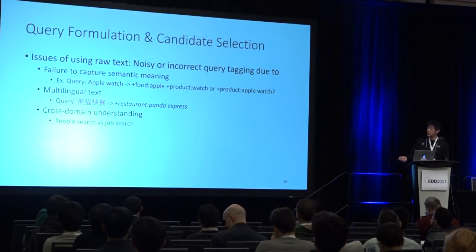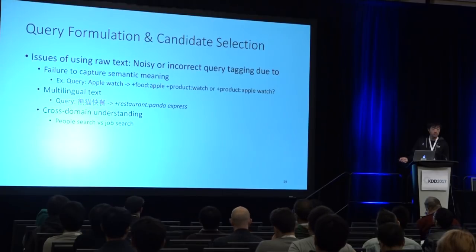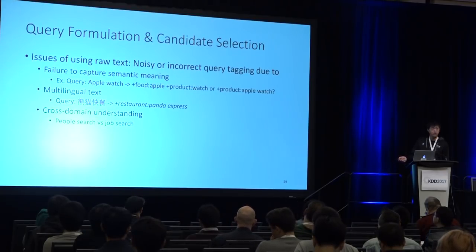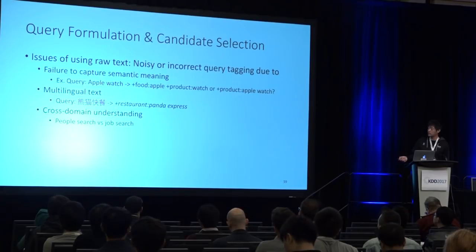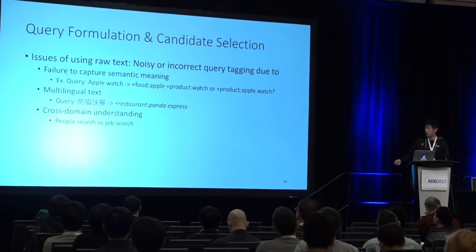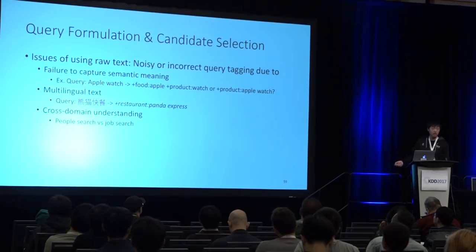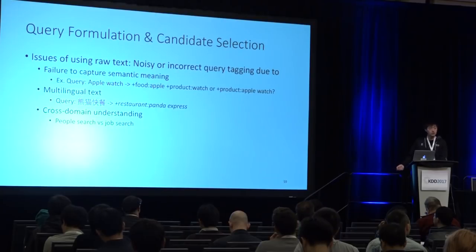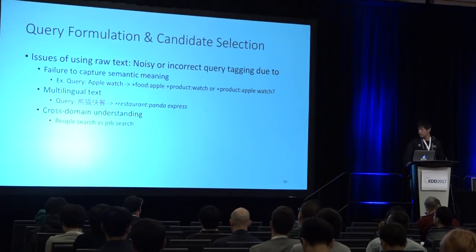The other point is about multilingual text and transfer learning. For different languages, for example, in Chinese, how do you say Panda Express? If you are learning from data with many different languages, you will be able to quickly pick up how it translates without someone telling you. This helps a lot. Cross-domain understanding helps as well. For example, someone searches for people and includes skills in the query, and someone searches for jobs and includes skills in the query. Usually these two are highly correlated, and you can also mine that using deep learning techniques.